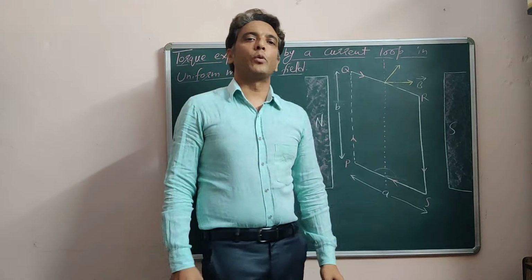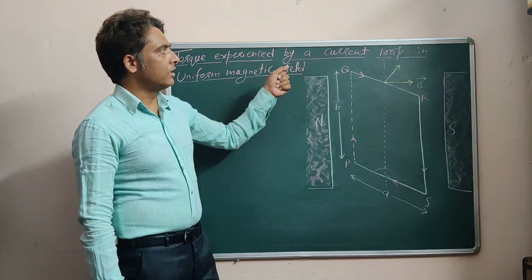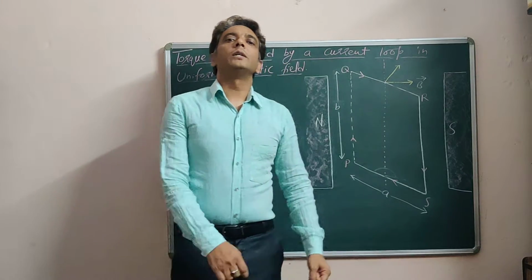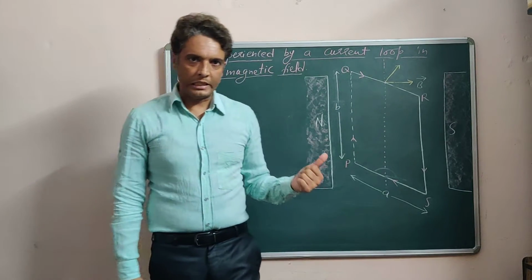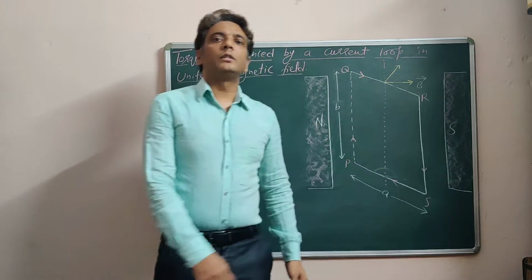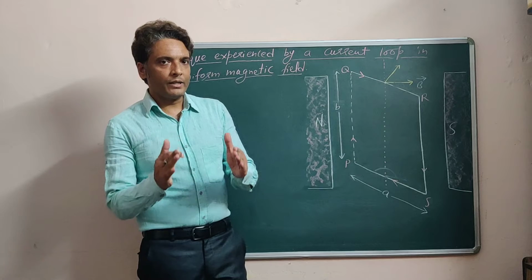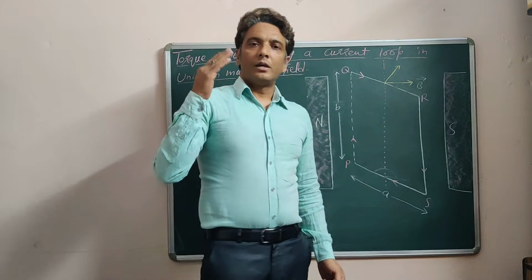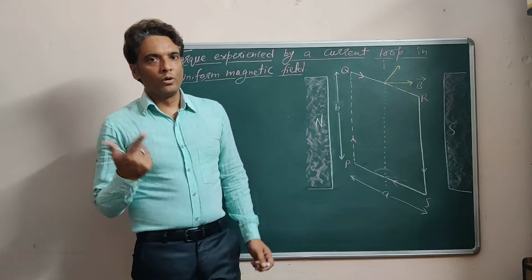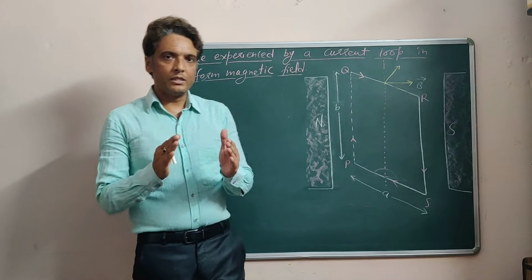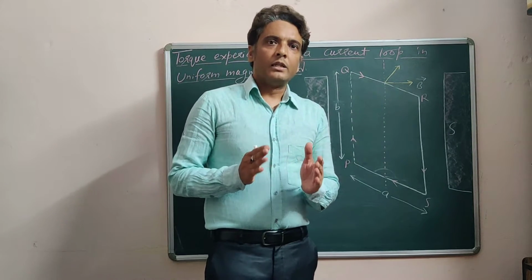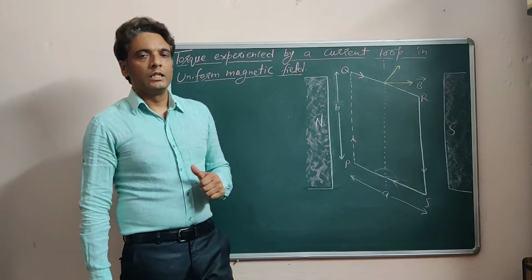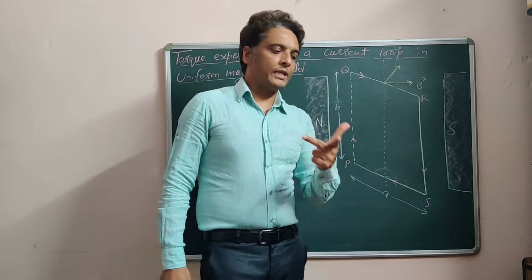Today I am going to start the topic: the torque experienced by a current loop in a uniform magnetic field. You have already studied that when we place a current carrying conductor in a magnetic field, it experiences a force. We can find the direction of force on a current carrying conductor in a magnetic field by applying the right hand thumb rule or screw rule, or when the conductor is placed in such a manner that the angle between magnetic field and direction of current is 90 degrees, in that case, we find the direction of force by Fleming's left hand rule.